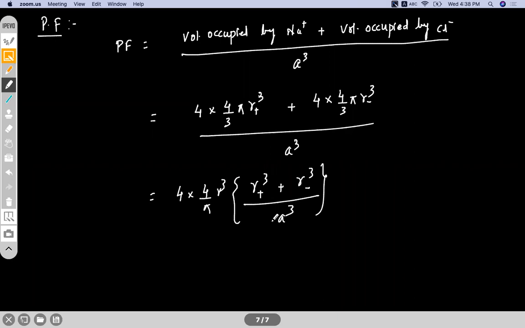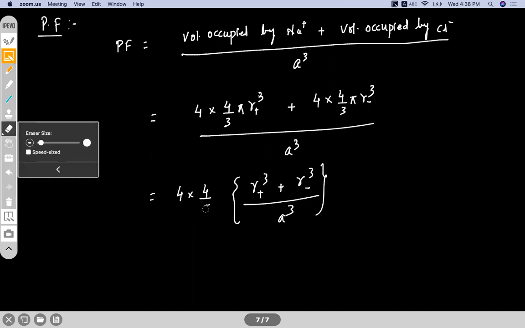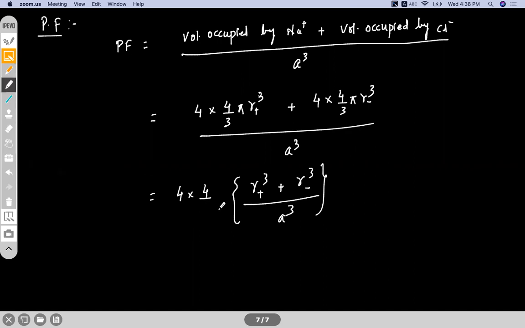You wrote an extra r cube. Sorry? Acha, I have written an extra r here. Then it should be 4/3 π, right? You have written 4 by π. Acha, I have written 4 by π. Okay, so it is 4/3 π.